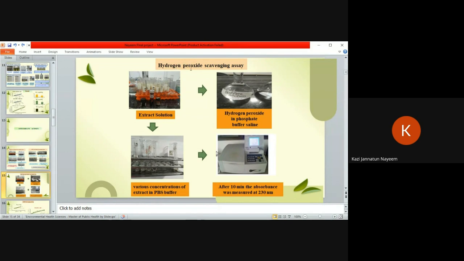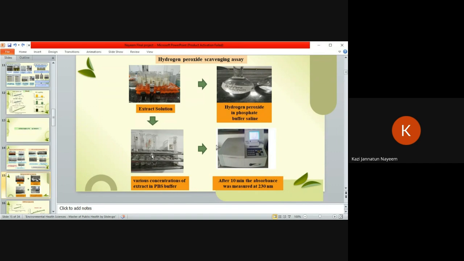I also evaluated the hydrogen peroxide scavenging activity on this extract. Here is the prepared extract solution. This is my hydrogen peroxide in phosphate buffered saline. Through a certain process, I add this solution to the extract. After 10 minutes, I measured the absorbance at 230 nanometers.